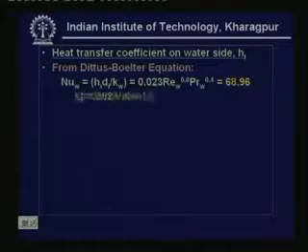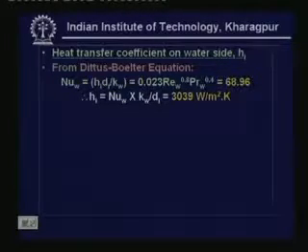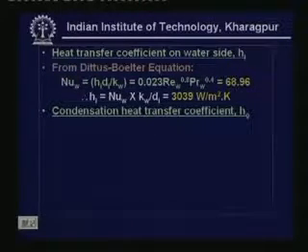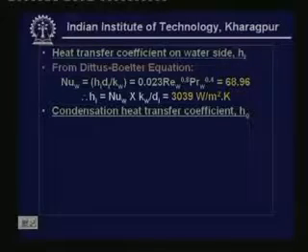Once you know the Nusselt number, you can find the heat transfer coefficient, because heat transfer coefficient is nothing but Nusselt number into thermal conductivity of water divided by the diameter. If you substitute these values, you find that heat transfer coefficient on water side is 3039 watt per meter square Kelvin. Now let us find the heat transfer coefficient on the condensation side.